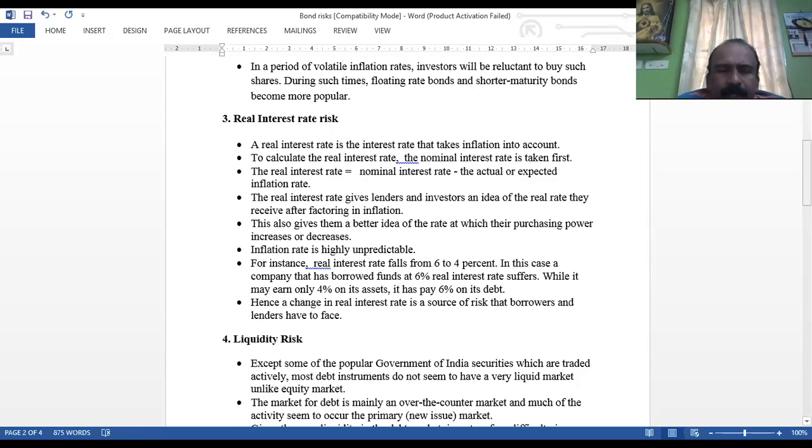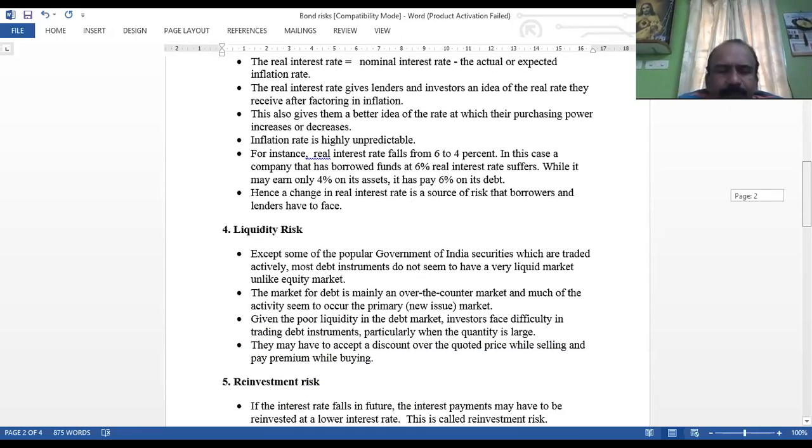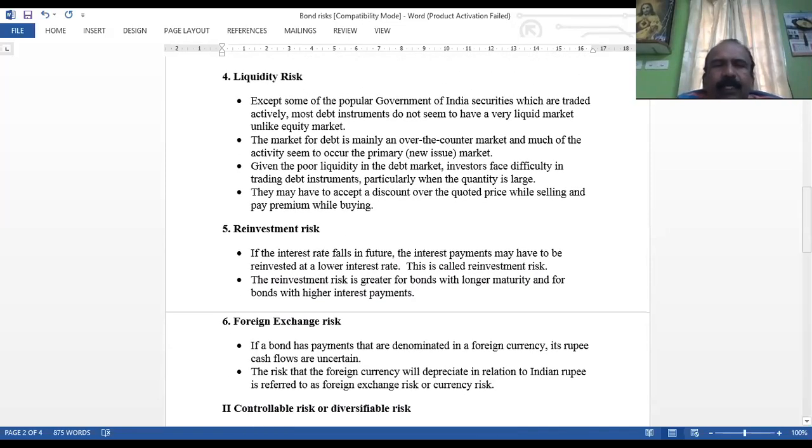Okay. Then we have liquidity risk. Unlike stocks, bonds do not have a liquid secondary market. We cannot sell bonds as we sell equities in the secondary market. Except for some popular government of India securities which are traded actively, most debt instruments do not have a very liquid market, unlike the equity market. The market for debt is mainly an over-the-counter market, and much of the activity occurs only in the primary market, the new issue market. So they do not have a secondary market like we have for the equity market.